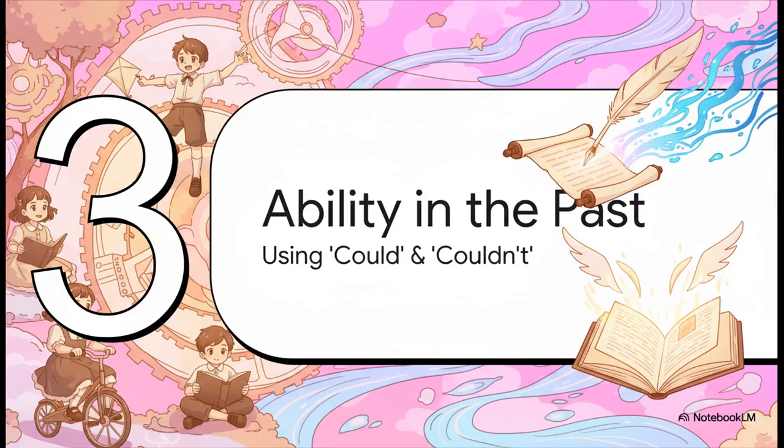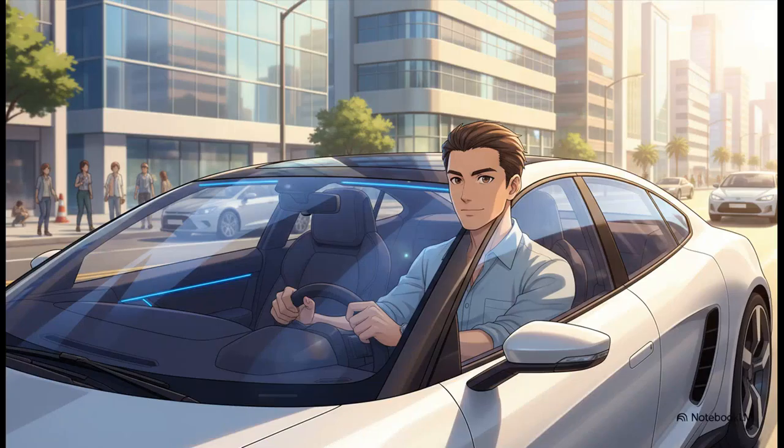All right, you've totally got the present tense down. So now, let's hop in our time machine and go to the past. We're going to talk about abilities we used to have with could and couldn't. So let's start with today. Right now, I can drive a car. That's my ability in the present.